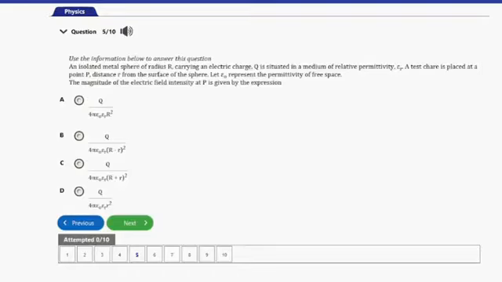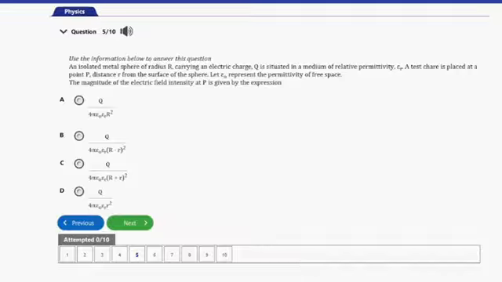It says, use the information below to answer this question. We have here an isolated metal sphere of radius R carrying an electric charge Q, situated in a medium of relative permittivity epsilon r. A test charge is placed at a point P, distance r, from the surface of the sphere. Let epsilon naught represent the permittivity of free space.